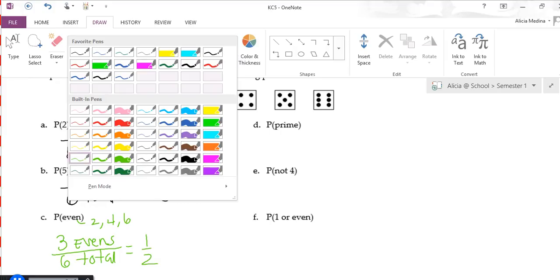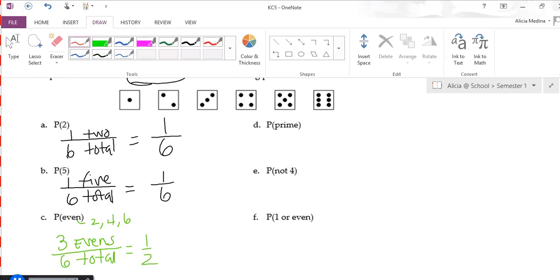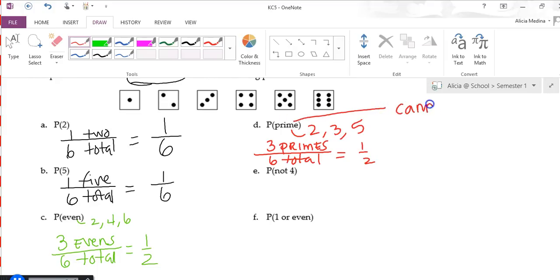Alright, prime. Prime means that it cannot be divided. So out of these 6 numbers, which numbers cannot be divided? Well, that would be a 2, a 3, 4 can be divided, but 5 cannot be divided. So that's going to be 3 primes all over the 6 total sides. 3 out of 6 is also 1/2. So remember that a prime means you cannot divide; it has no multiples.